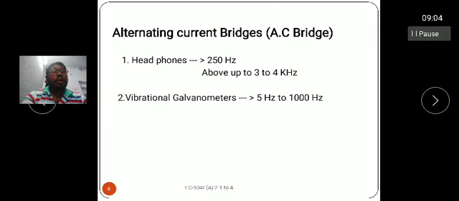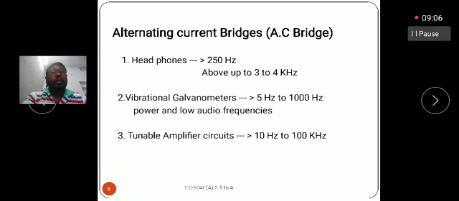Here we are going to explain the frequency ranges with respect to headphones, vibrational galvanometers and tunable amplifier circuits. For headphones the frequency range is 250 hertz up to 3 to 4 kilohertz. For vibrational galvanometers it is 5 hertz to 1000 hertz, for power and low audio frequencies. And for tunable circuits it is 10 hertz to 100 kilohertz. These are the frequency ranges for the different detector circuits.